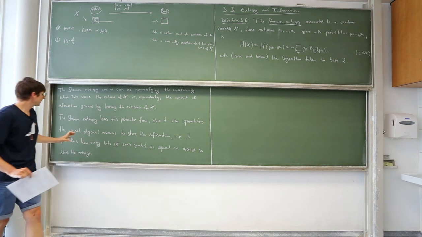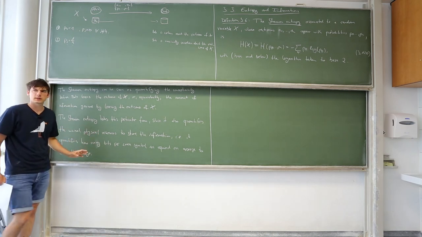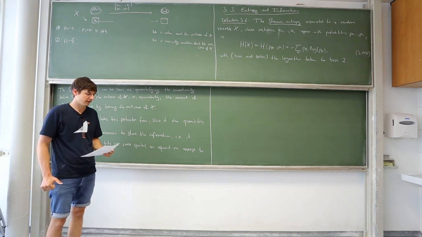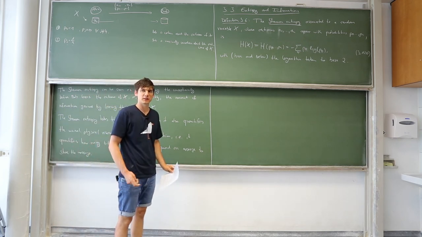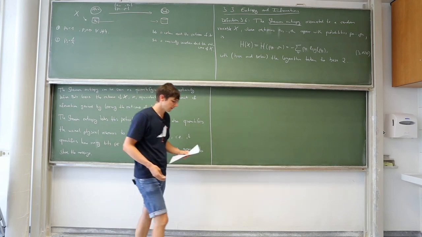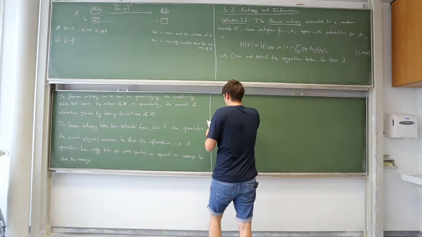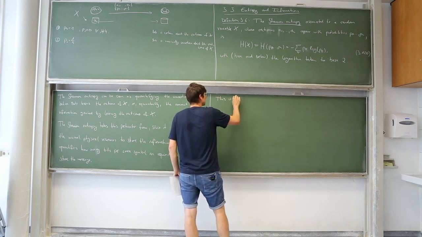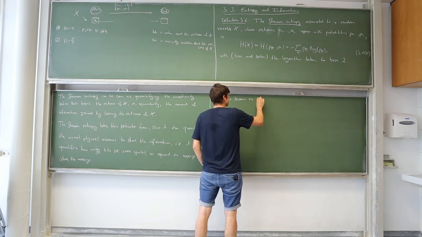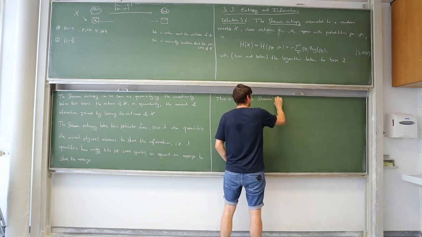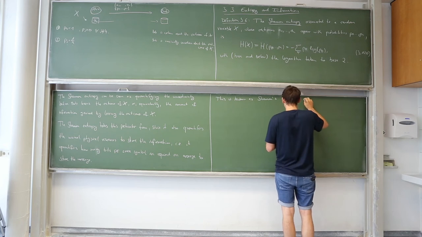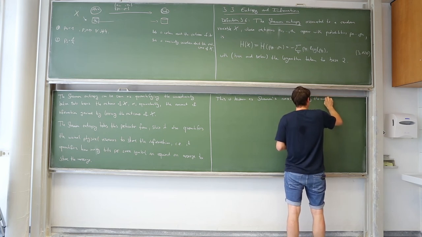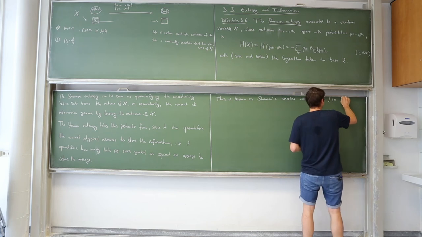The fact that the Shannon entropy does quantify our physical resources is due to the so-called Shannon's noiseless coding theorem. Okay. We are not going to state the theorem. If you're interested, you can go into the literature. But I'm just going to write it down. So this is known as Shannon's noiseless coding theorem. See the literature.